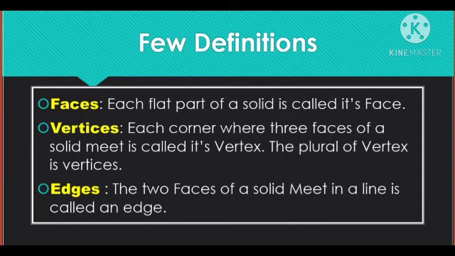Understood? Yes. Vertices. Each corner where three faces of a solid meet is called its vertex. The plural of vertex is vertices. मतलब जहाँ पे थ्री फेसेस के एजेस मिलते हैं, मतलब कॉर्नर्स जहाँ पर मिलते हैं, दैट इज कॉल्ड एज वर्टेक्स.